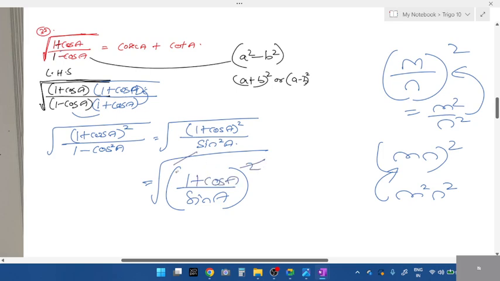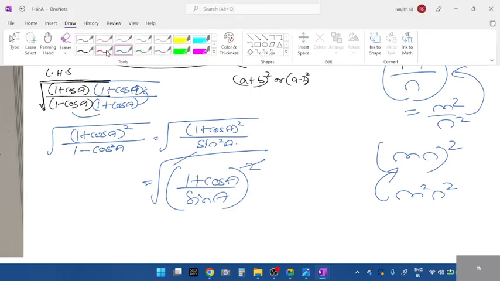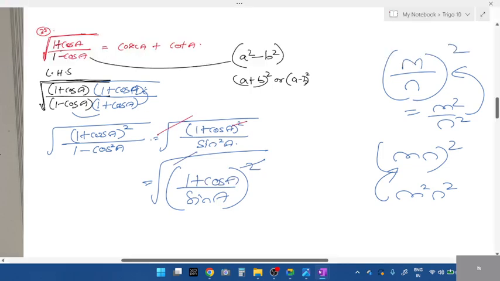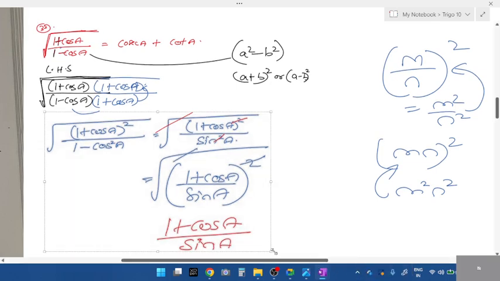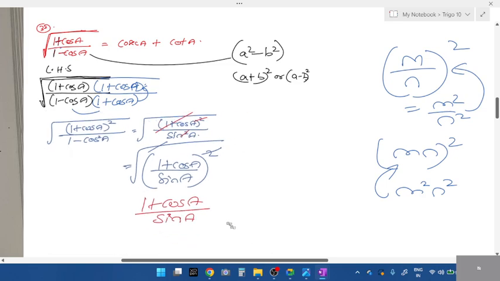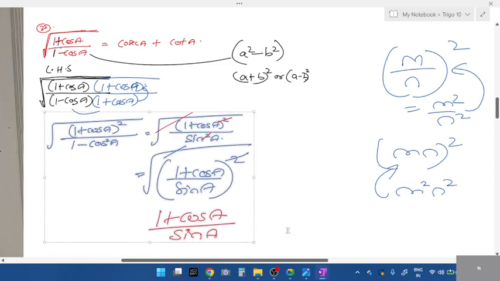Now you can remove the square. You can do it like this, or here itself you can just remove the square, students. It gets cancelled. So once the square gets cancelled, we are left with 1 plus cos a divided by sin a. Now till here I have written. After this, you all have to answer. Right hand side, how do you convert it?